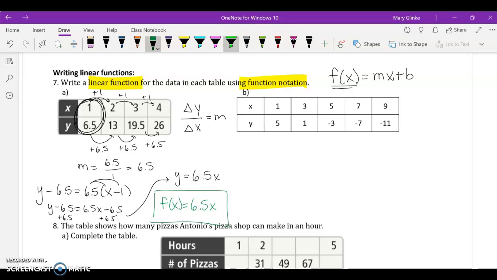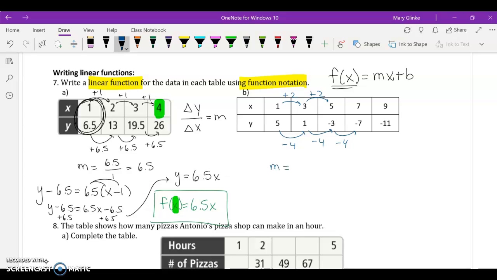You can always check your answer by taking an input and plugging it in and seeing if you get the same output. So let's try this next one. So let's go ahead and see. From 5 to 1, I'm subtracting 4. From 1 to -3, I'm also subtracting 4. And my x values at the same time are adding 2.